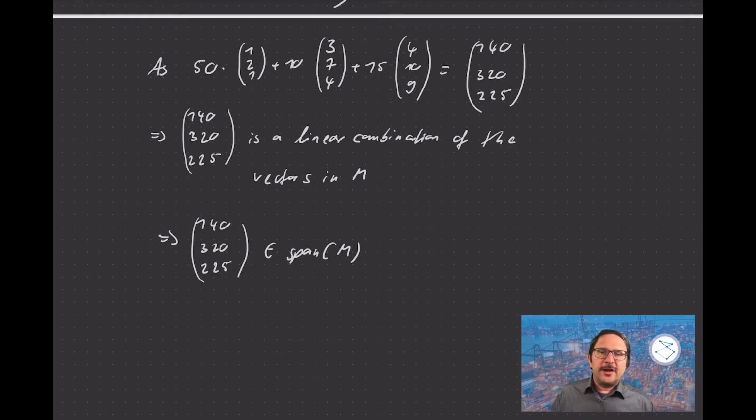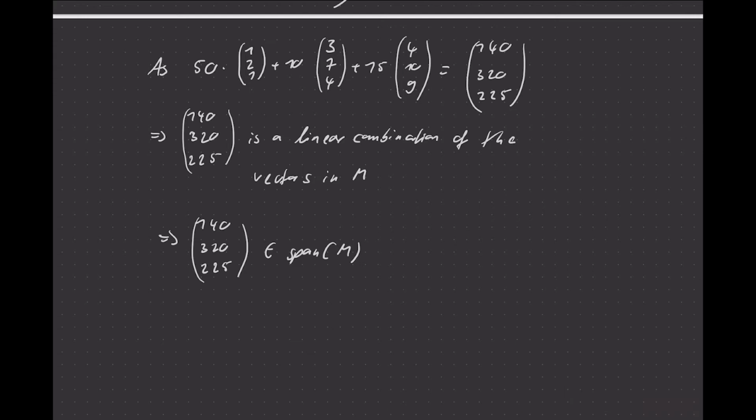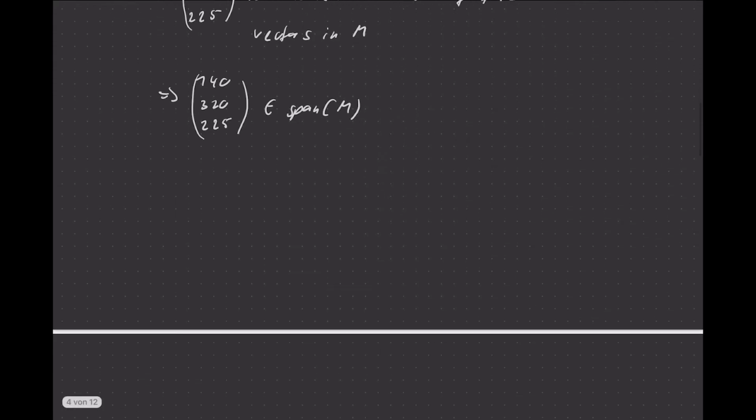Now we'd like to know a little more about that span of M. We know that there is this one vector in the span. What about others? Are there any more vectors in the span? That would be easy to answer. Of course, there are more vectors in the span. But do they have a structure? What is the vector space that is spanned by M? So this is the question that we're going to answer now.